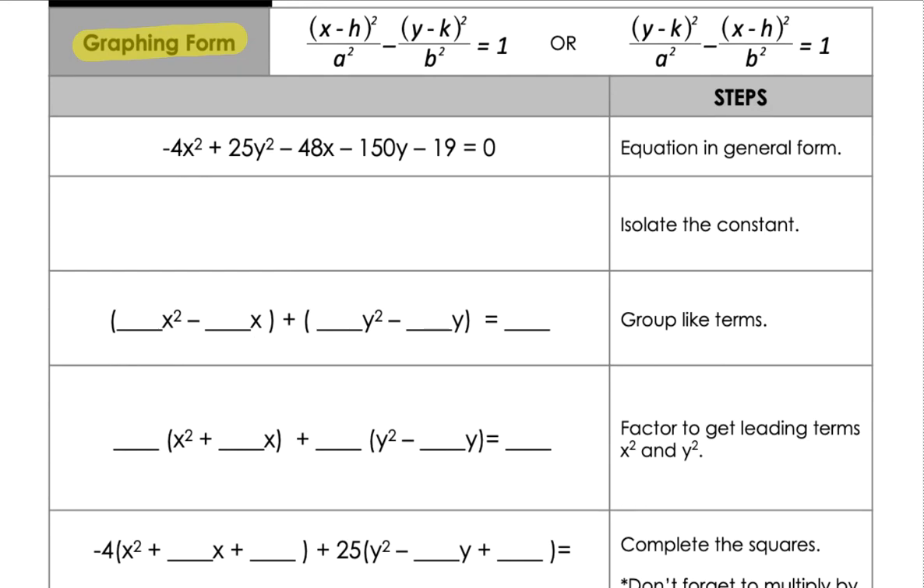So we've got our generic form. We would do the discriminant, figure out what it is. In this case, it would be a hyperbola. So I would start the same way I have started all of them. I would isolate that constant term by moving it to the right side of the equation.